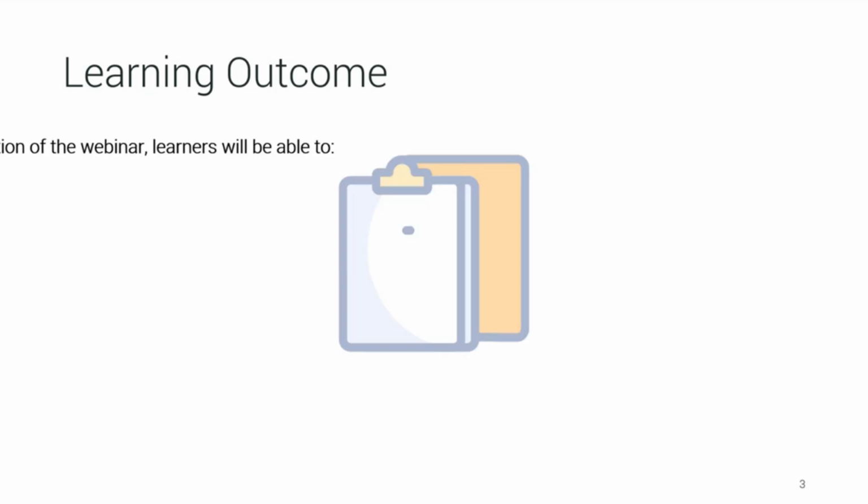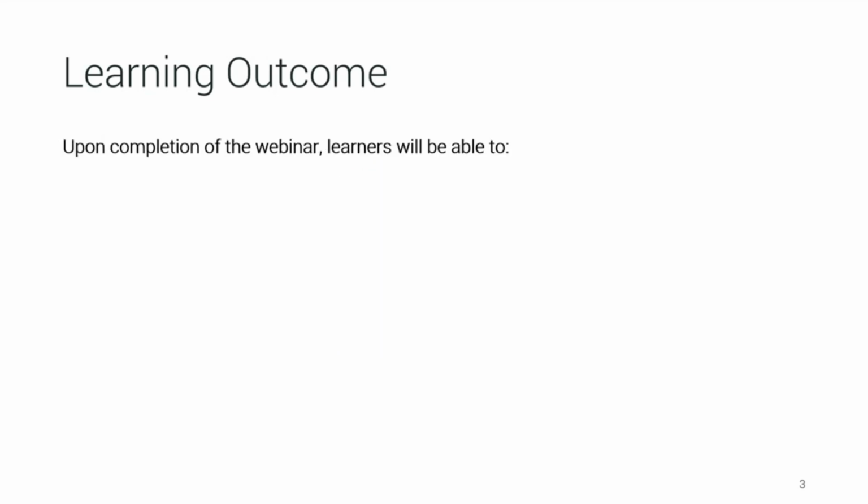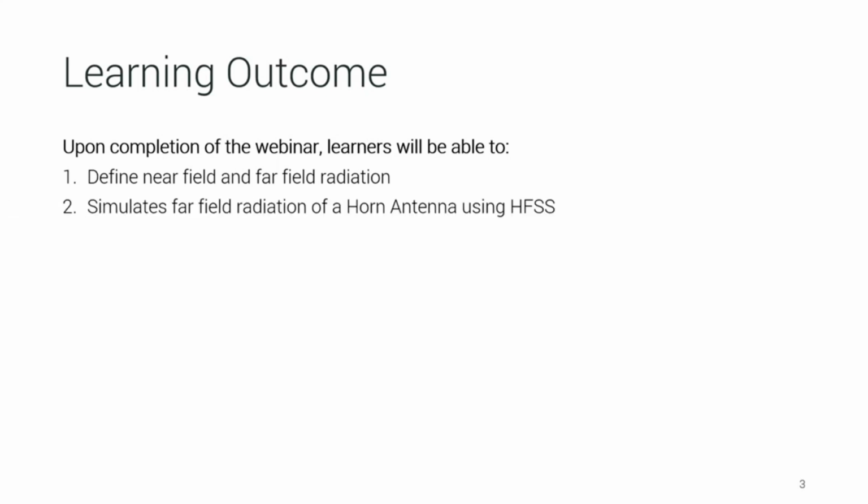So what we're going to learn today: upon completion of this webinar, we'll be able to define near field and far field radiation, simulate far-field radiation of a horn antenna using HFSS, and finally, plot the result of the far-field radiation pattern using HFSS.